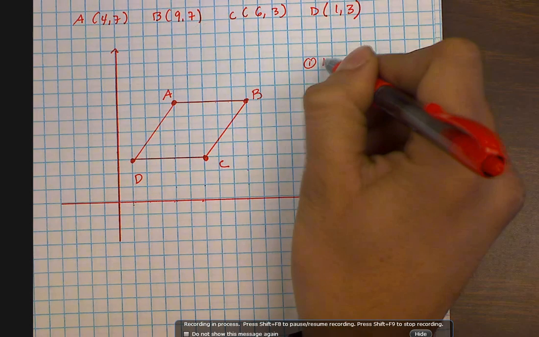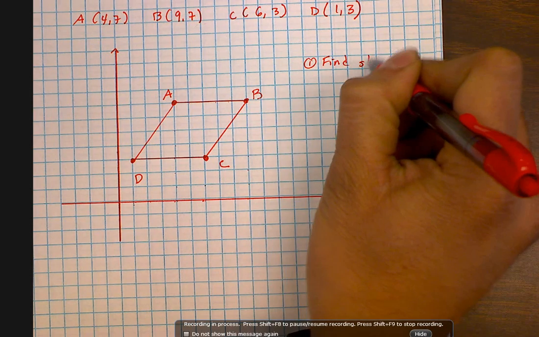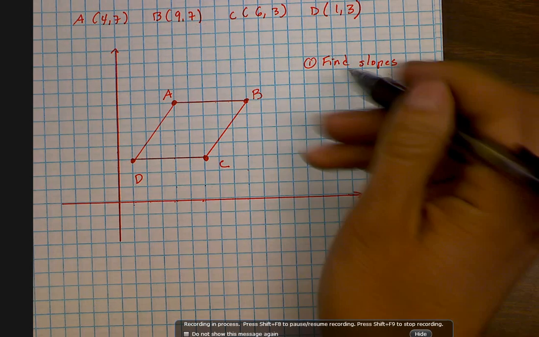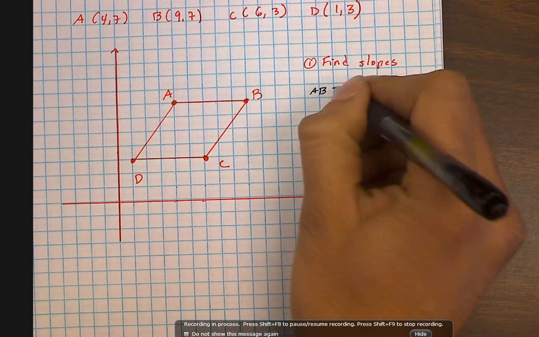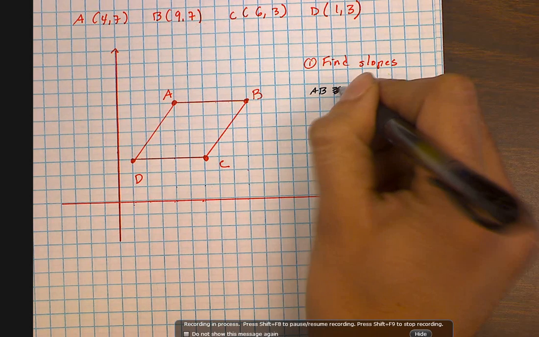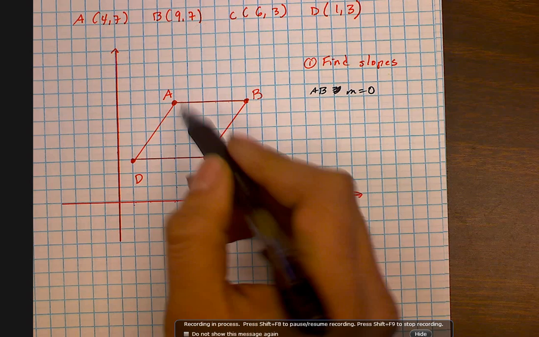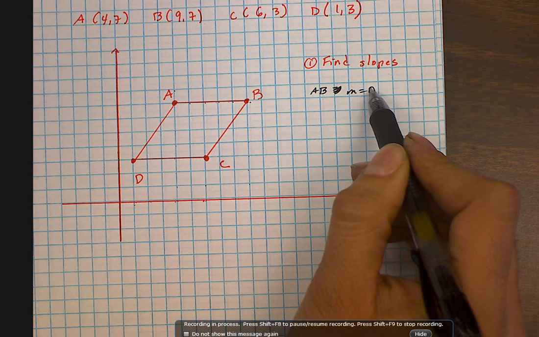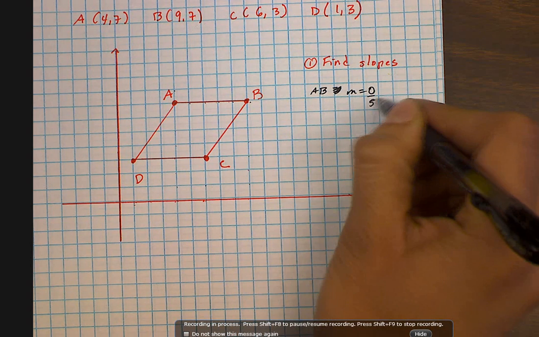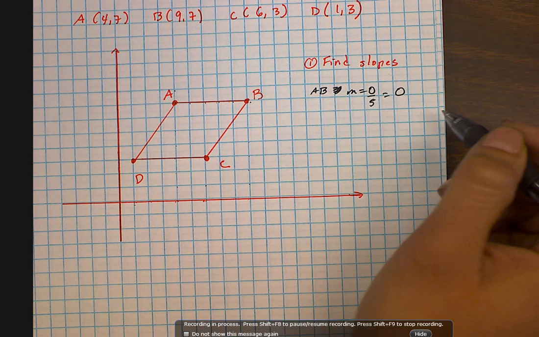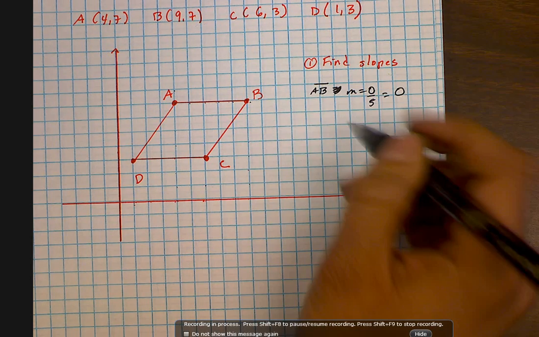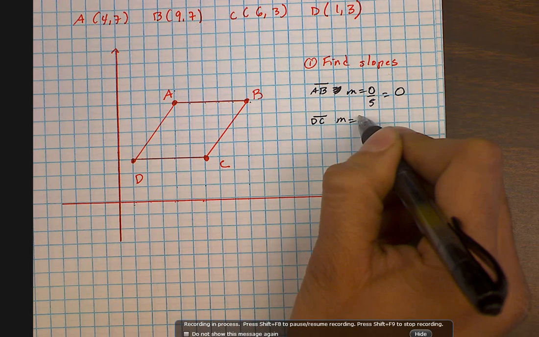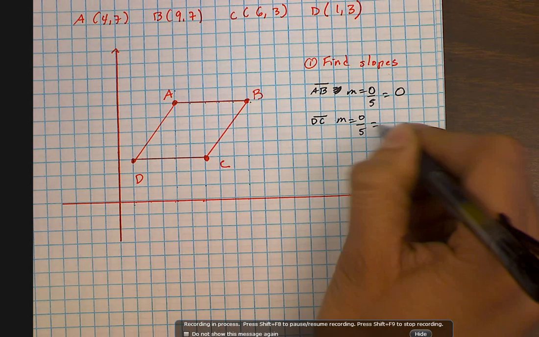So the first thing that we need to do, number one, we're gonna find slopes, okay? All right, so if you find the slope of AB, your slope of AB is going to be 0 because you don't go anything up, but you go 1, 2, 3, 4, 5. So it's 0 over 5, which is just 0. Okay, so now the slope of DC is going to be the same thing because you don't go anything up, so the rise is 0 and the run is 5, so you got 0 over 5, so you just get 0.